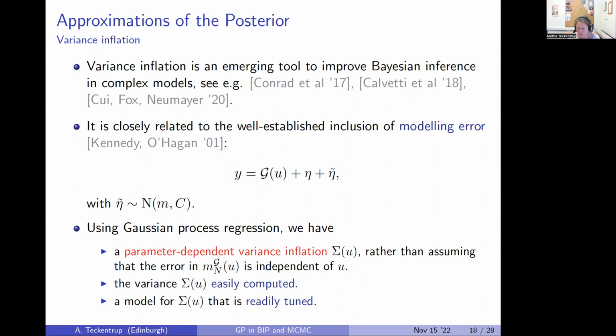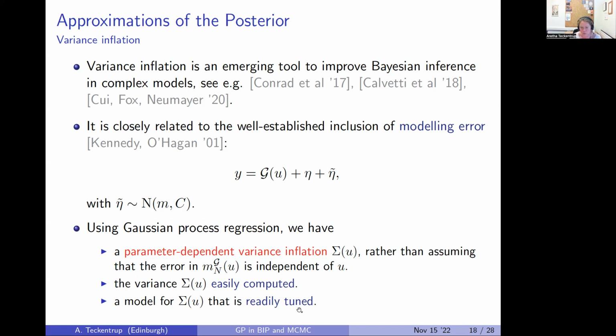The variance sigma of u is easily computed, so it's something that you get for free when doing Gaussian process regression. Typically when you include this modeling error, one of the big questions is, how do we estimate it? Usually people assume it's normal, and then you have to estimate the mean and the covariance, but how you do that and how you end up with having things that are identifiable, it's not very easy to do. And so having something which you can just get for free and don't really have to estimate or assume any specific structure on is something that's very nice.